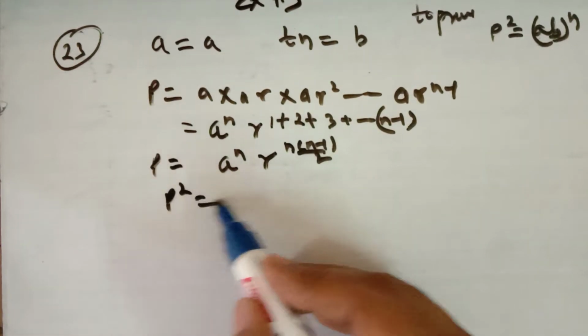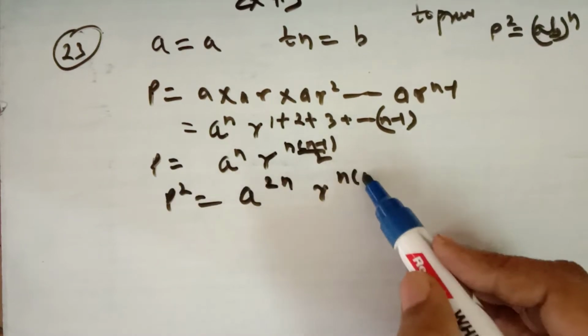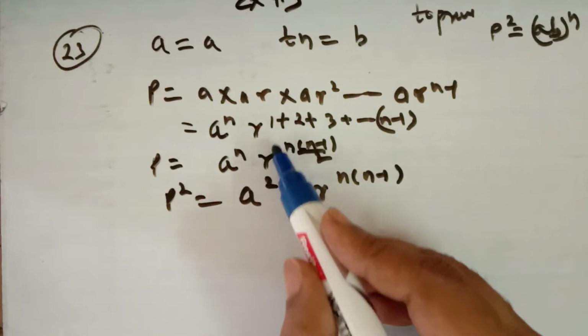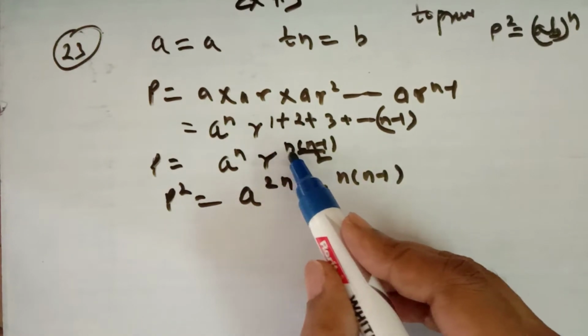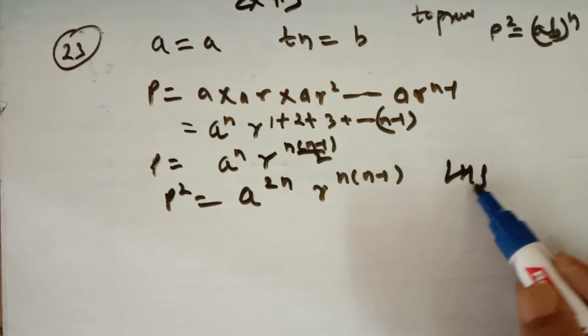So P square, squaring both sides, will be A raised to power 2n into R raised to power n into n minus 1. We multiply the power with 2. So this is the value of the left hand side.